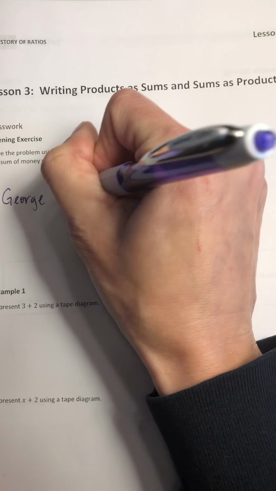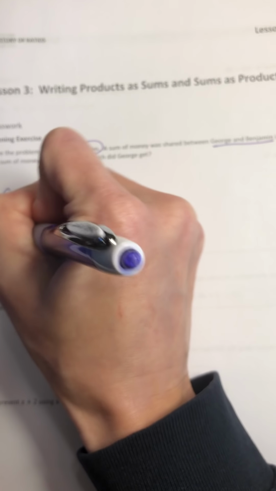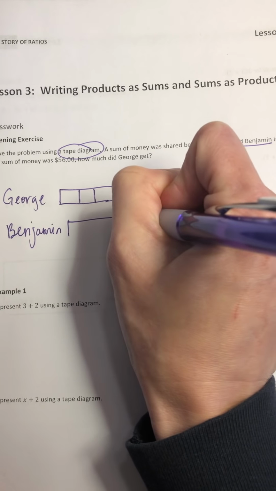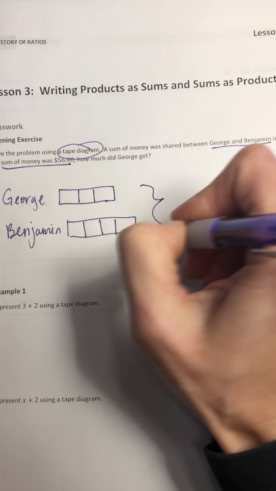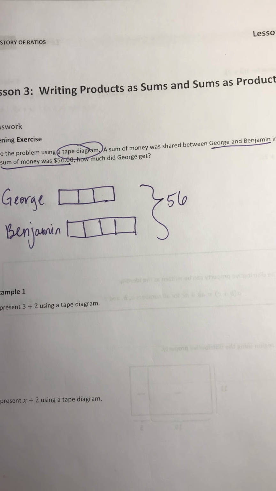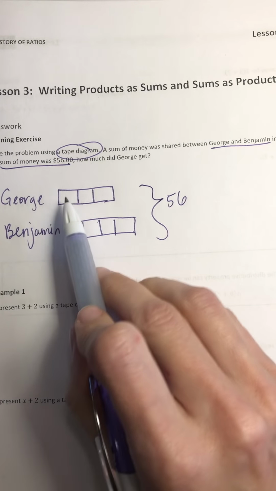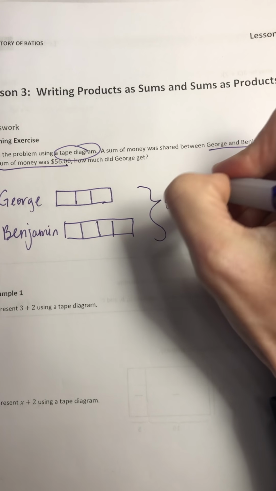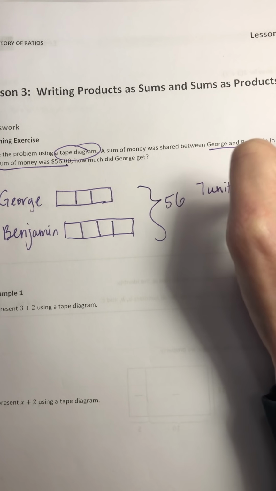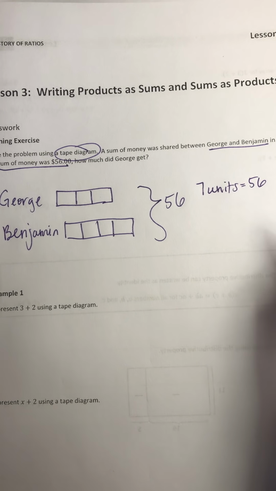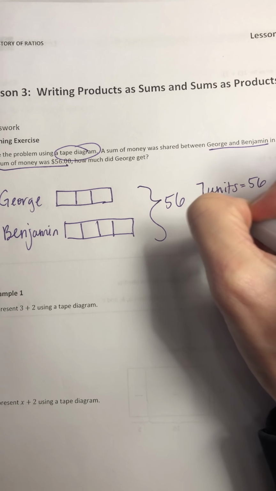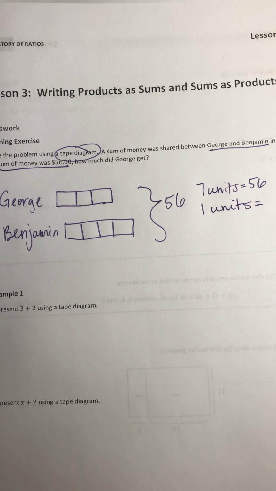Here's George. He gets 3. And here's Benjamin. He gets a ratio of 4. Based off of the facts of the problem, we know that the sum of the money is 56. So altogether, this is 56. How much did George get? So if 1, 2, 3, 4, 5, 6, 7, if 7 units equal 56, then that means each one of these units equals, what do you think? 56 divided by 7 is 8.